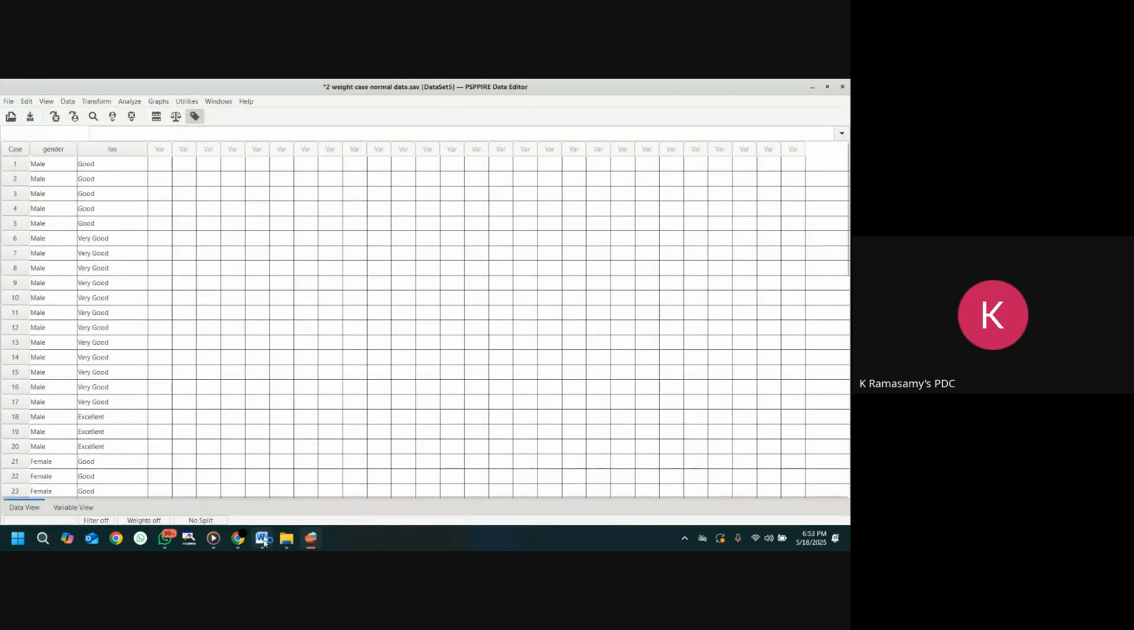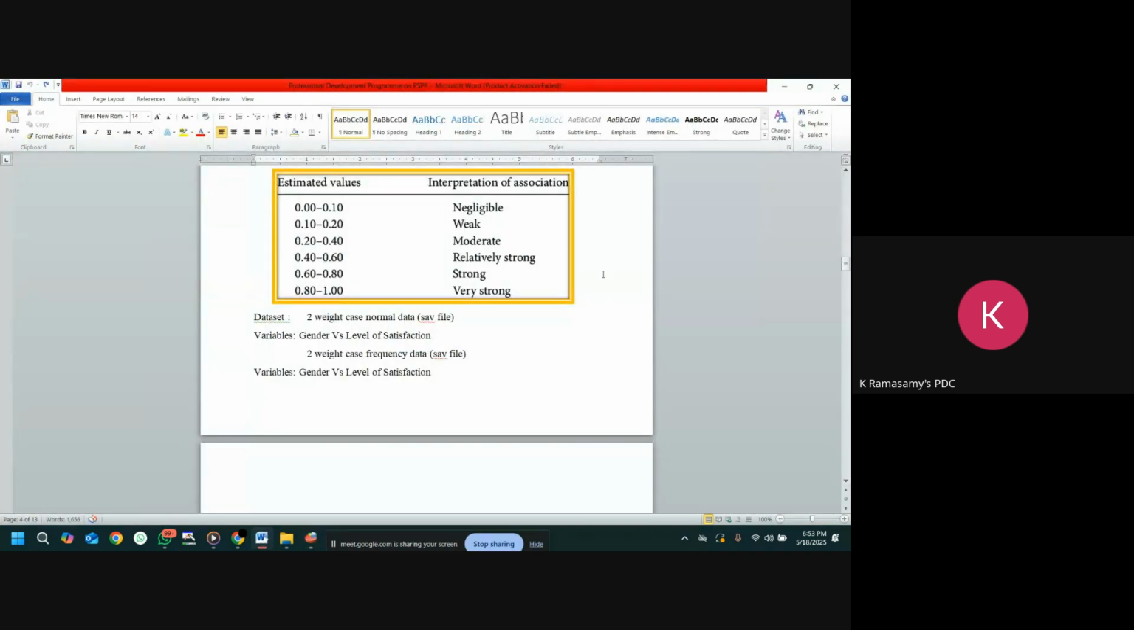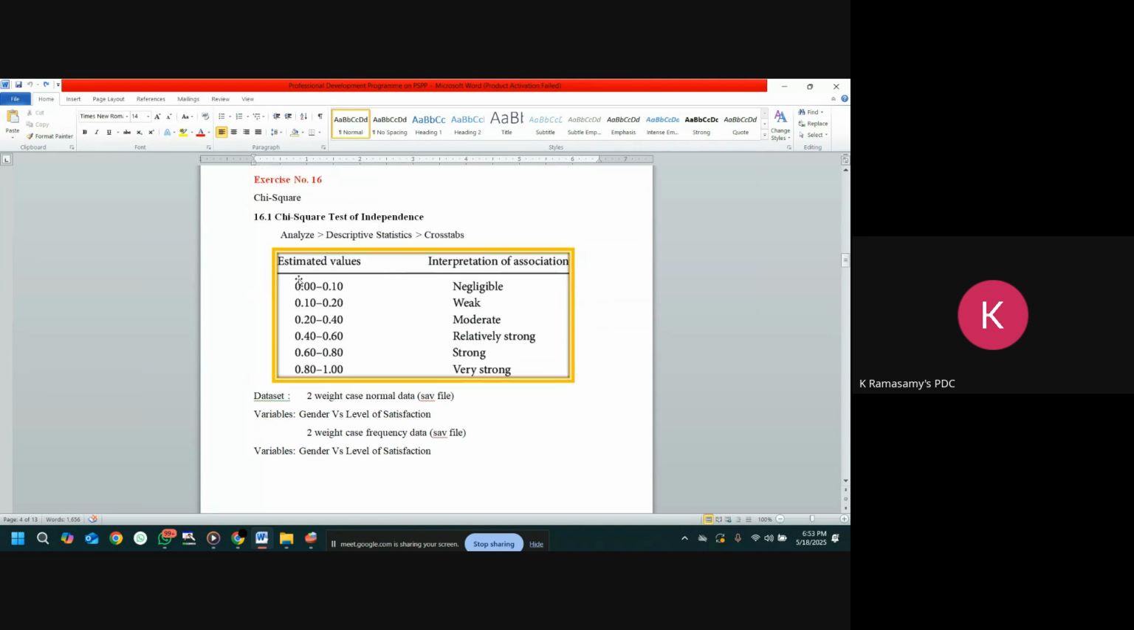Now, please understand, I told you about something called the phi value, Cramer's V value. Once you know that there is an association between these two variables, we can even find out how strong the association is.